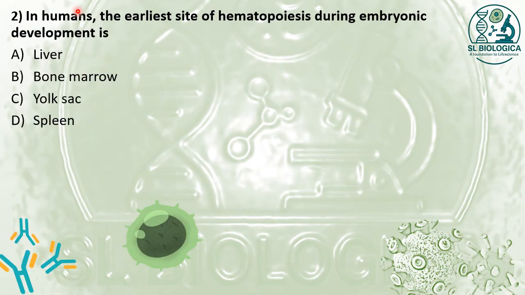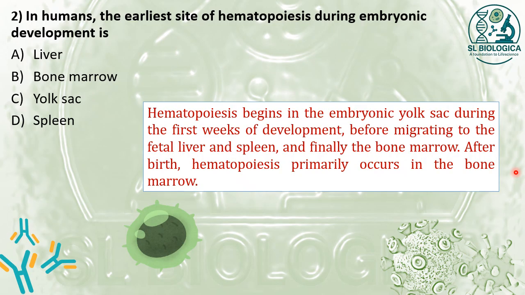In humans, the earliest site of hematopoiesis during embryonic development is. So they are asking about the site of hematopoiesis during embryonic development. Let's look into hematopoiesis during embryonic development.